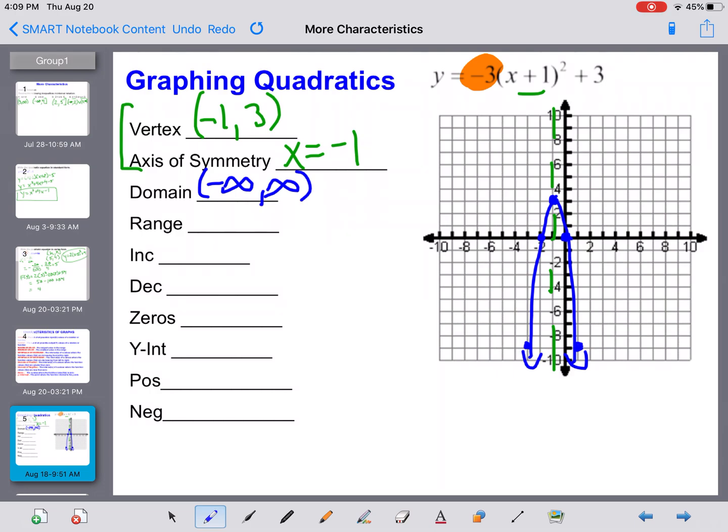Our range, our lower bound is negative infinity in this case because we open down, and our upper bound is going to be 3. We're going to include 3 because we have that point (-1, 3) in the actual quadratic.